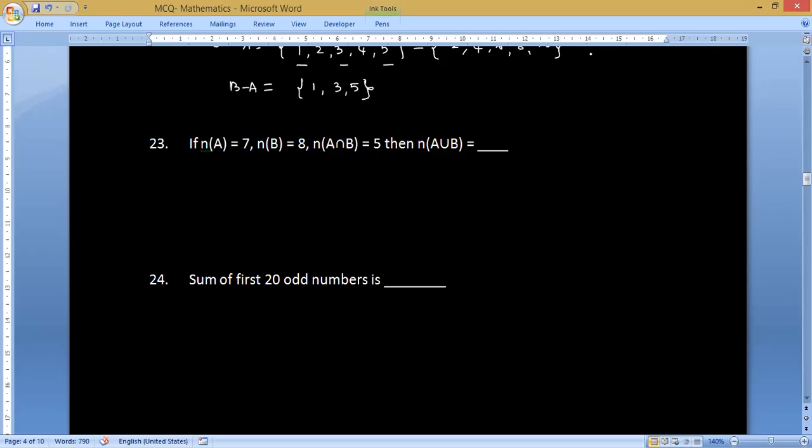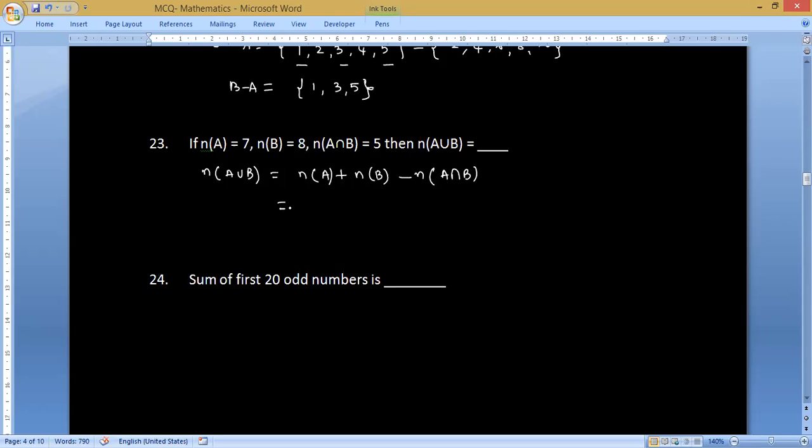Next question: n of A is equal to 7, n of B is equal to 8, n of A intersection B is equal to 5, then find n of A union B. So for this we have a formula. n of A union B is equal to n of A plus n of B minus n of A intersection B.